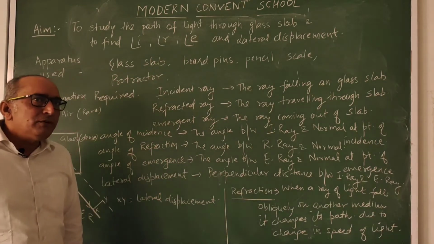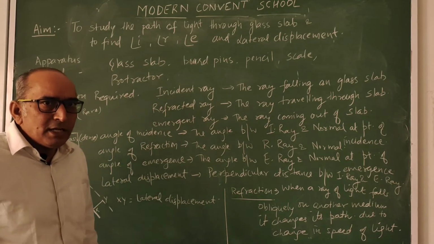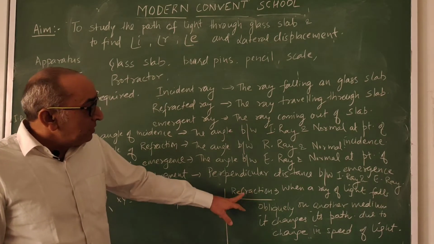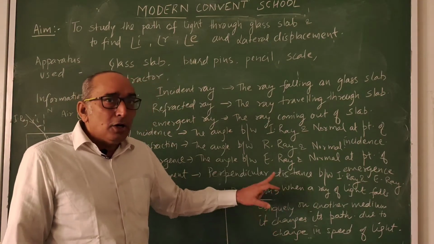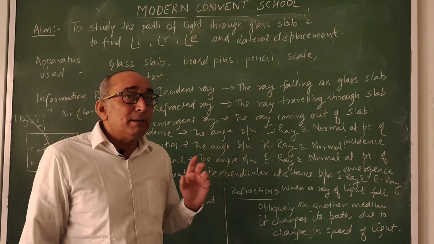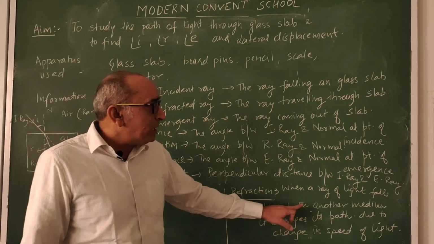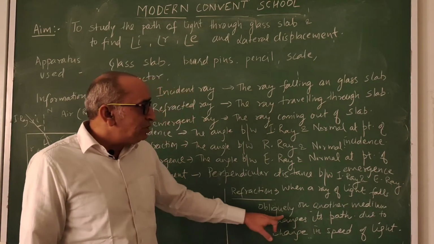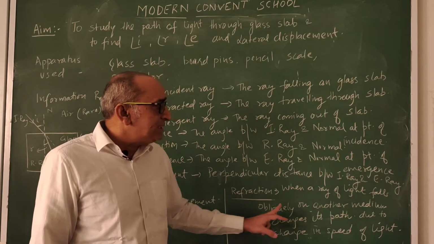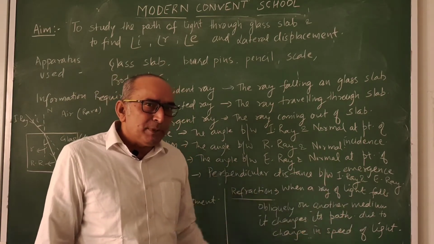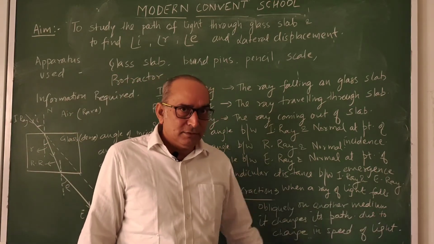Now, what is refraction? We have used this word so many times. Refraction is an optical phenomena. When a ray of light falls obliquely, obliquely means which is not perpendicular. So, when a ray of light falls obliquely on another medium, it changes its path. Who changes its path? Ray of light changes its path. And this happens due to change in speed of light.